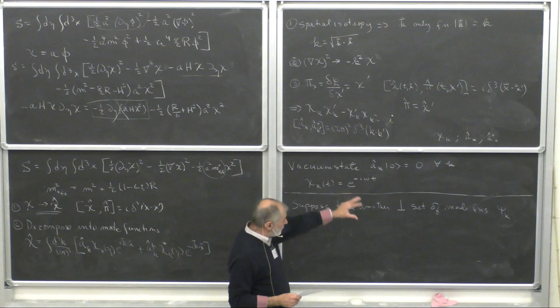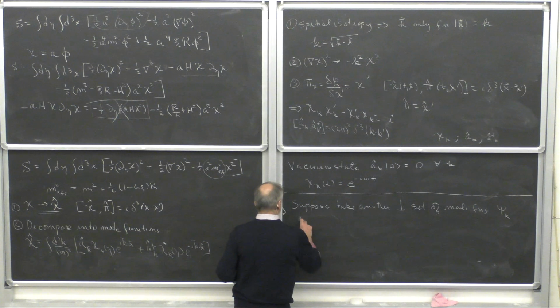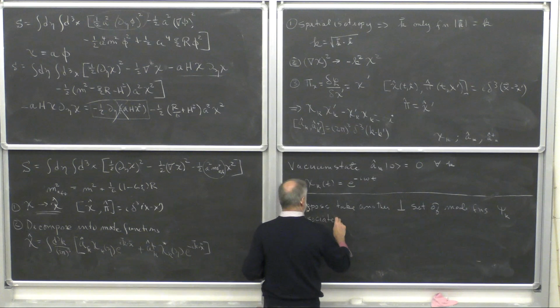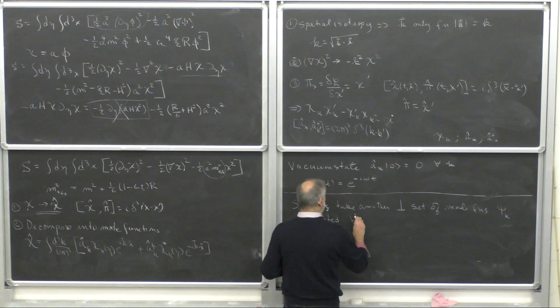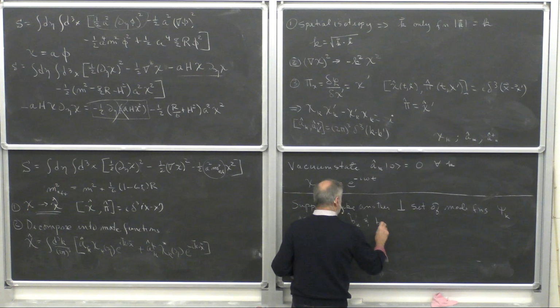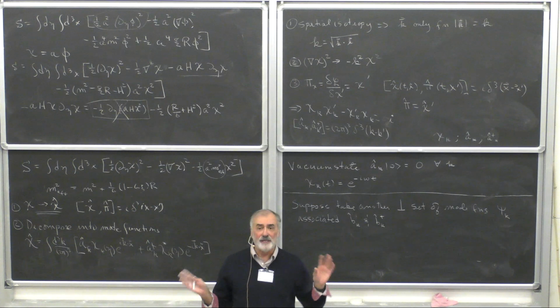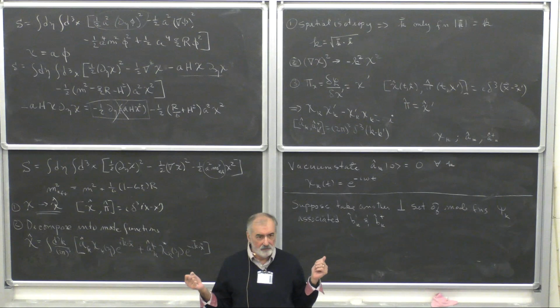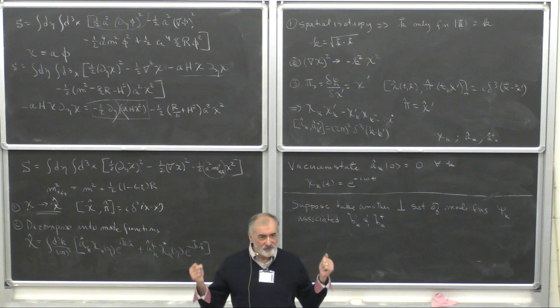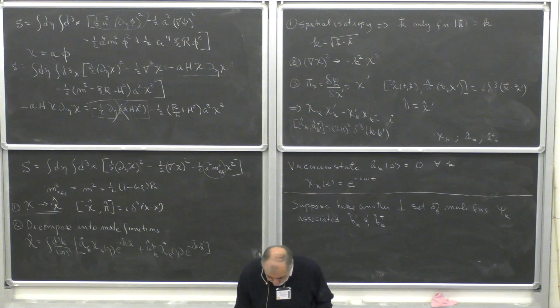Associated with this other set of mode functions, we'll have creation and annihilation operators, let's call them b. So this transformation between mode functions goes by the name that you may have heard, the Russian Bogoliubov, thank you. It's a Bogoliubov transformation. I can go to another orthonormal set of mode functions.